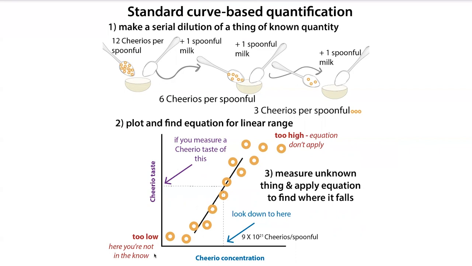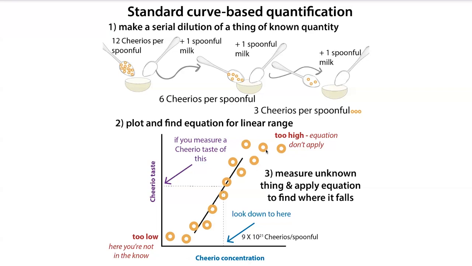So at the really low end, the signal is going to be too low to detect. And at the high end, you're kind of saturating your detector or something. So in the case of our Cheerio example, maybe once it gets too dilute, you just can't tell that anything's there. You can't taste anything. And so it doesn't matter if there's a tiny, tiny, tiny bit, or just a tiny, tiny bit, or just a tiny bit. If it's all below the limit of detection, it doesn't matter. And so anything down here isn't going to be measurable.